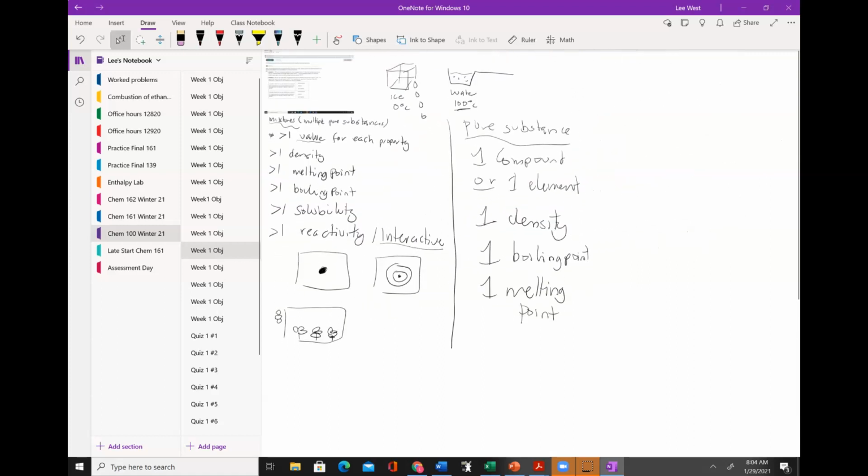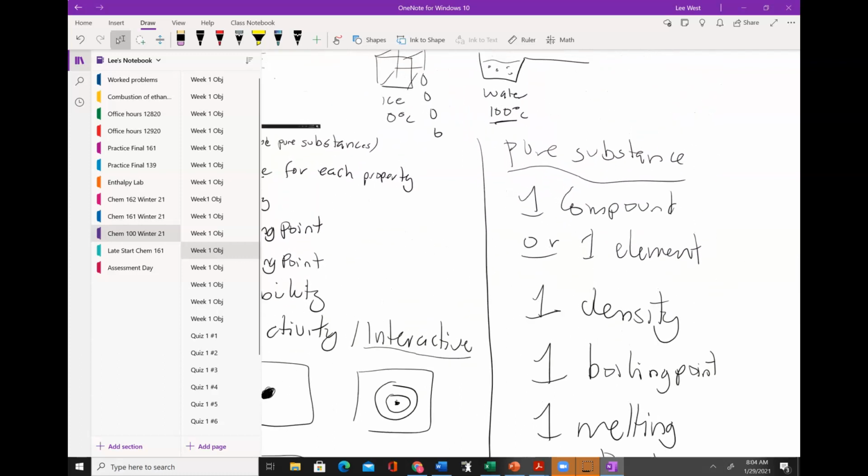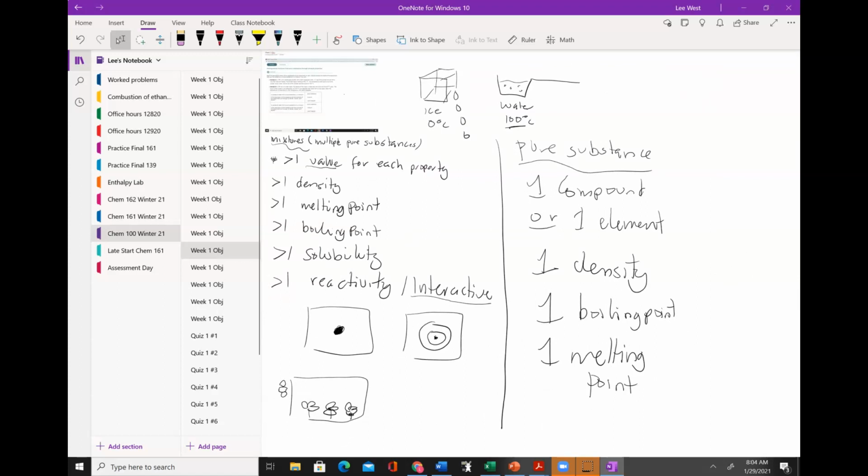So the key thing that we're looking for is that a mixture will be characterized by having multiple values for a given property. Now, a pure substance, on the other hand, has just one compound or one element present, right? There are only two types of pure substances. It's either a compound or an element. What this means is that there is one density, one boiling point, one melting point. There's only one value for any particular physical property because there's only one substance present.